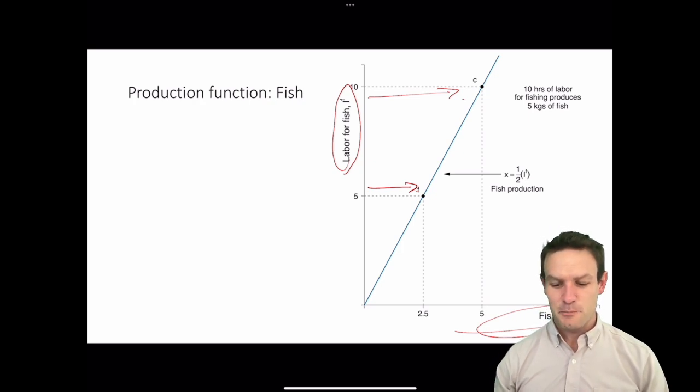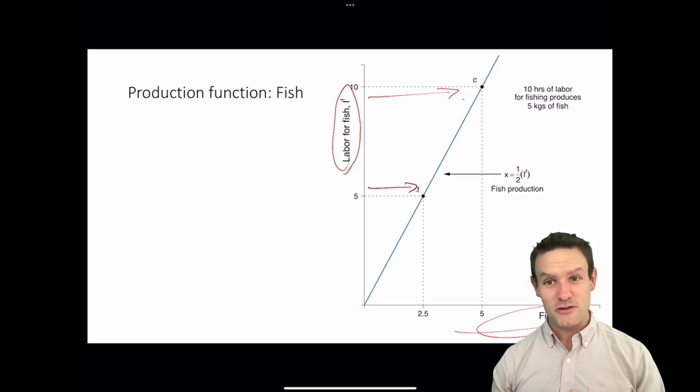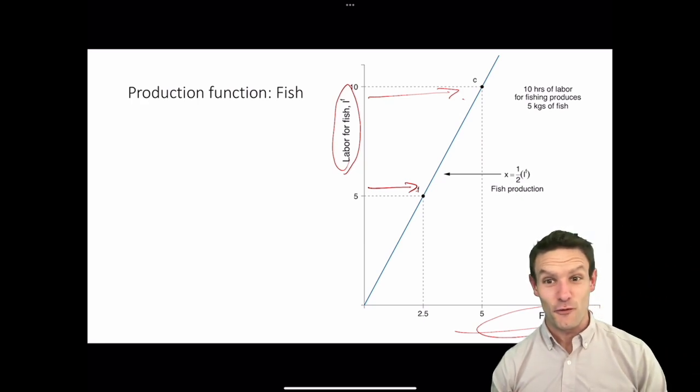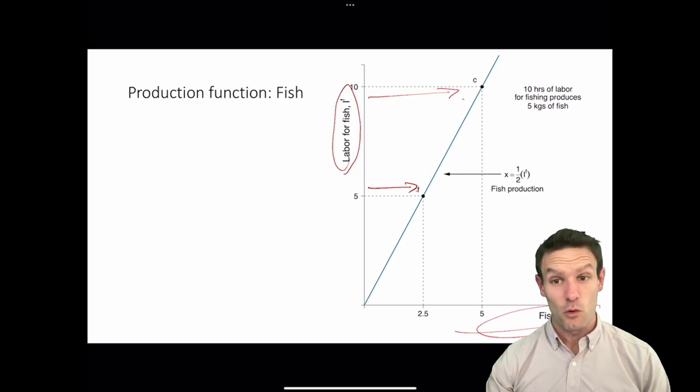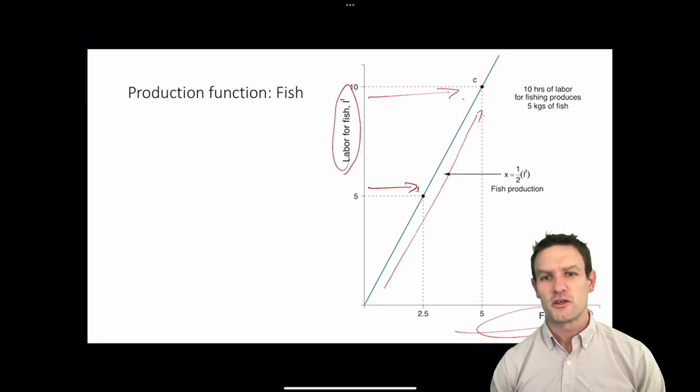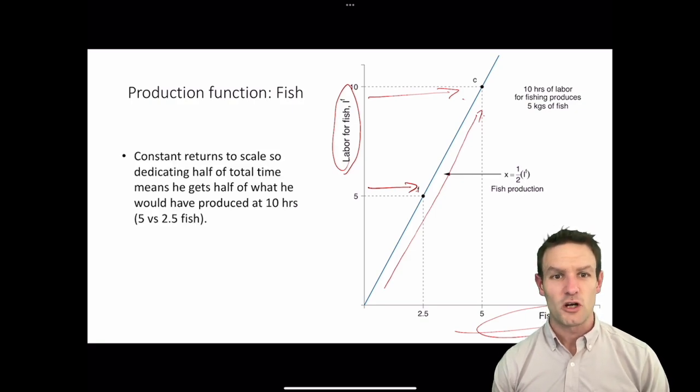So that's the production of fish, with the amount of fish on the horizontal axis and then the labor for fish on the vertical axis. And what we can see here is as you're dedicating more time to fish, the output of fish is increasing, but it's doing so at a constant rate. So constant returns to scale: dedicating half your time to fish of the total time means you get half of what he would have produced at 10 hours.